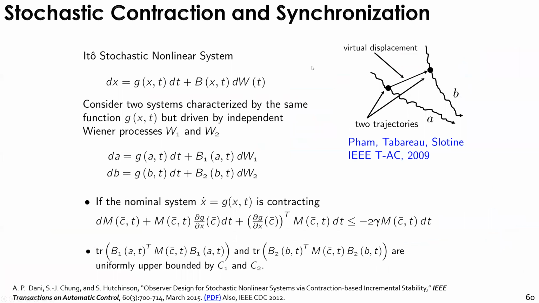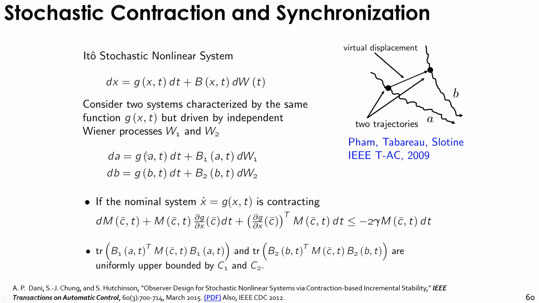So let's talk about some stochastic stability theorem a little bit. This is the original paper by Chung. If your original system, x dot = g(x), is stable or contracting with respect to a certain metric, then it can be used for proving the stability of your original system.